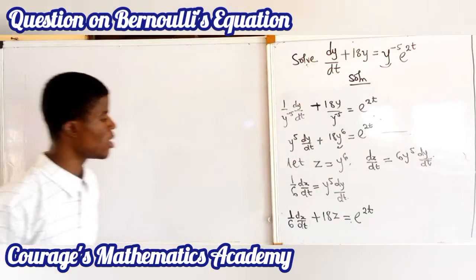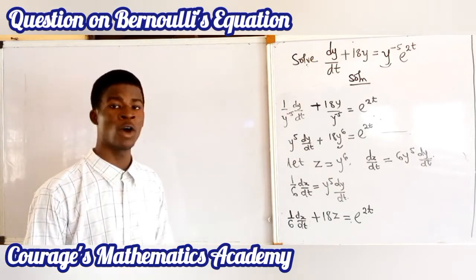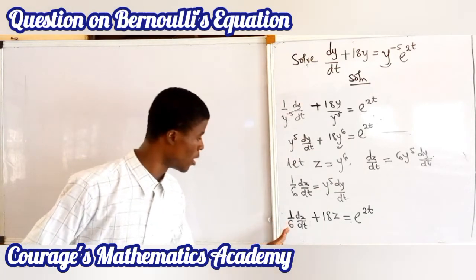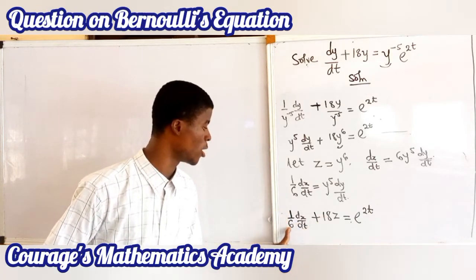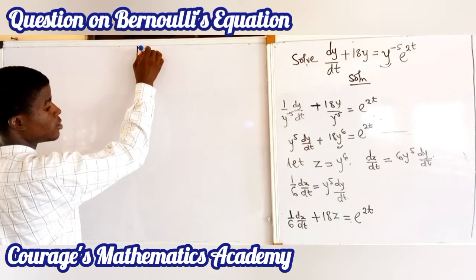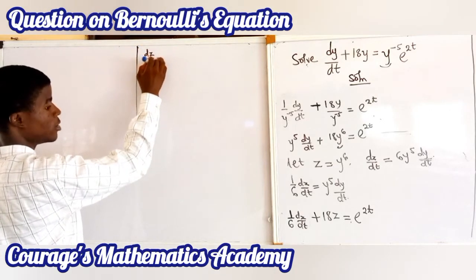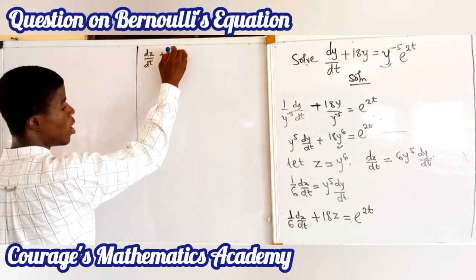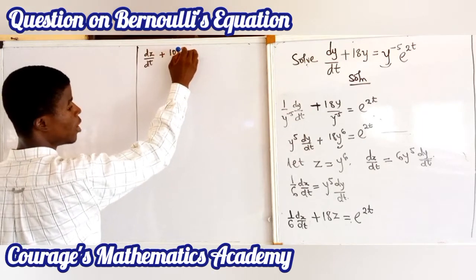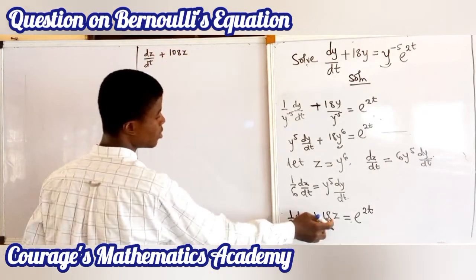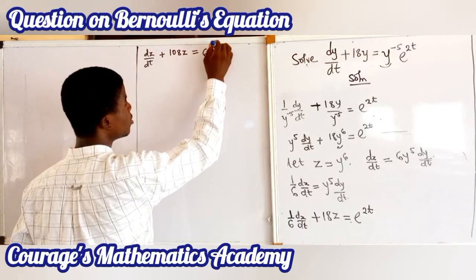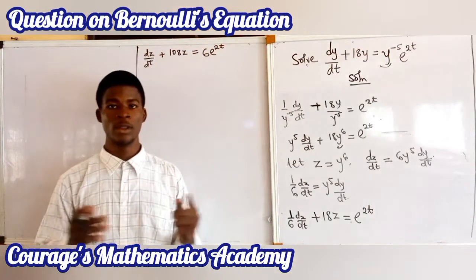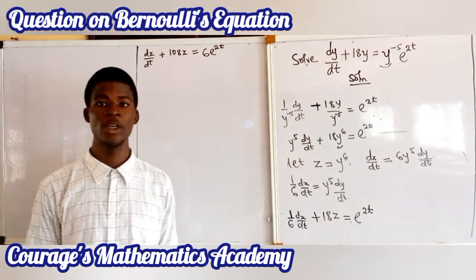So finally, let's do one more step before it becomes a total linear equation. Let's multiply both sides by 6, so that this 1 over 6 here will be eliminated. The dz over dt plus 108z, that's 6 times 18, is equal to 6 e to the power of 2t. So this is purely a linear equation.